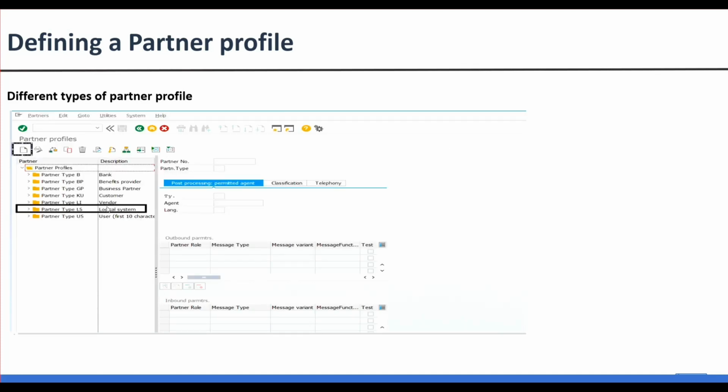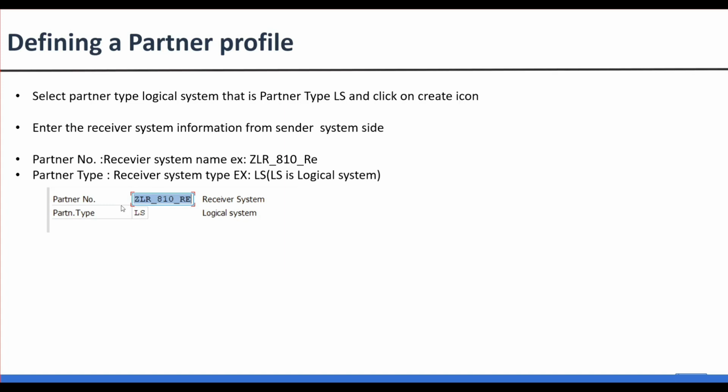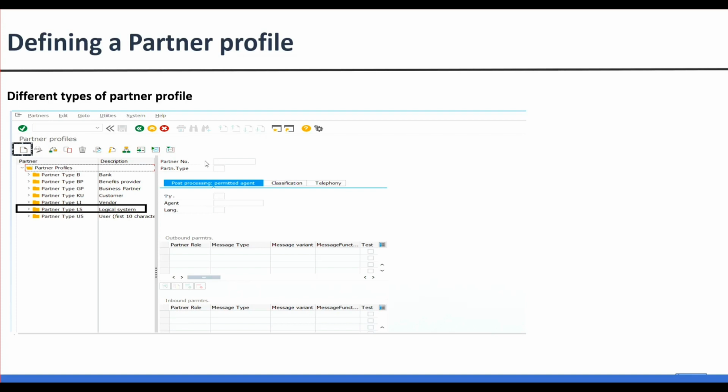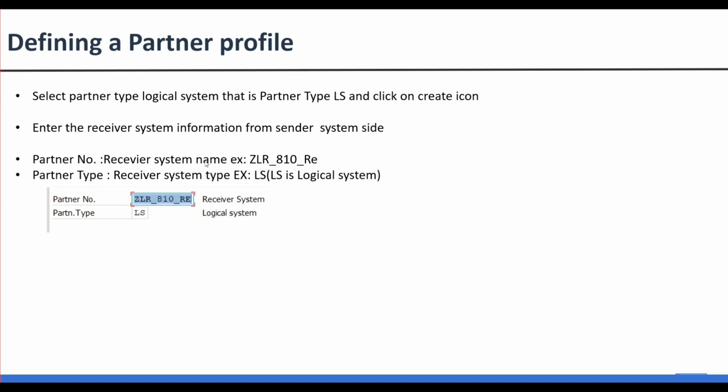Here we have different types of partner profile. Which are you using? As of now I am using logical system. I am choosing logical system and clicking on the create icon. Once I click on the create icon, it allows you to maintain the receiver system information. In this screen you can enter the receiver system information name. Once you enter the receiver system, that is the partner number, nothing but the receiver system name, the partner type is LS, that is the logical system.